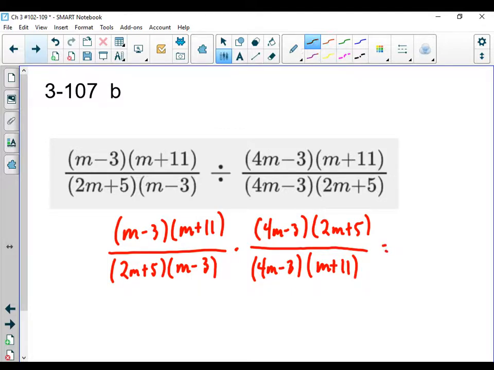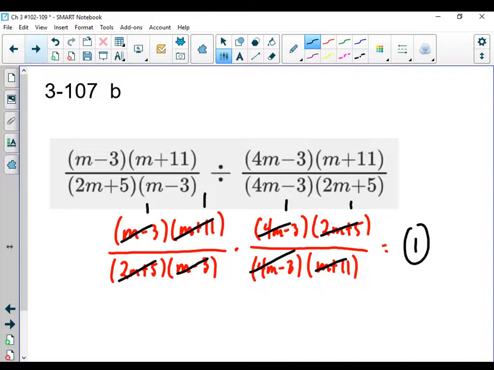All right, from there we're playing our matching game, looking for simplifying terms. So we've got m plus 11s. We've got 4m minus 3s. We've got m minus 3s. And we actually have everything. So it turns out that this one is going to simplify down to just a 1.